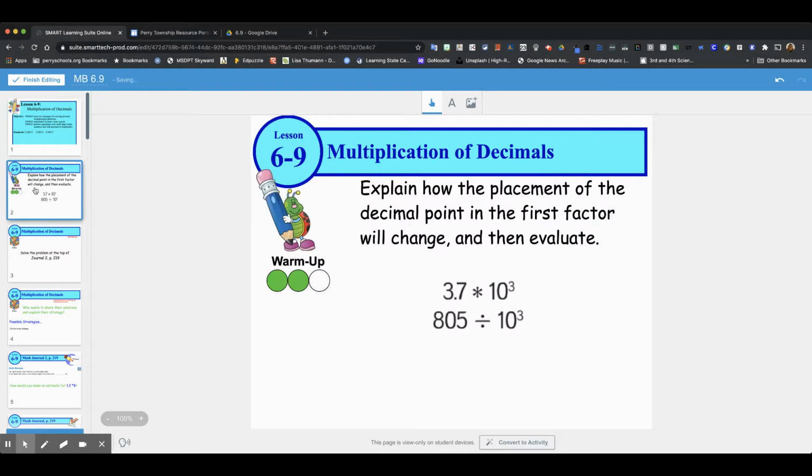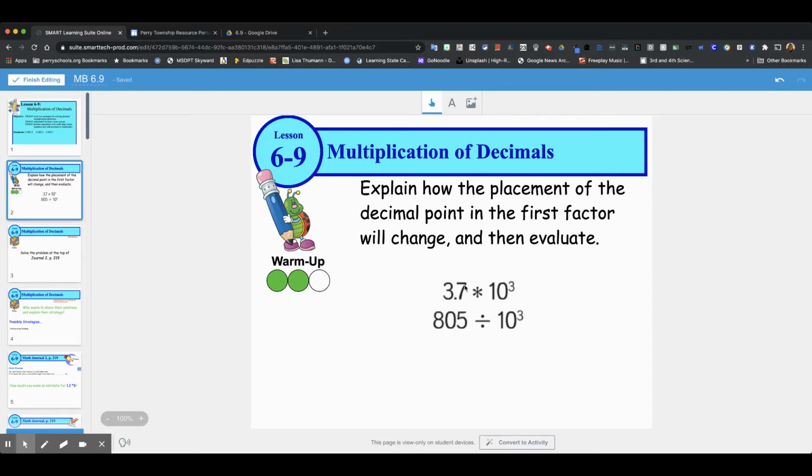Our warm-up is to explain how the placement of the decimal point in the first factor will change and then evaluate it. So you have 3 7/10 times 10 to the third power, or 10 cubed, and you have 805 divided by 10 to the third power, or 10 cubed. So you have one multiplication and one division. So take a look at those. How would your decimal point change in the very first factor?